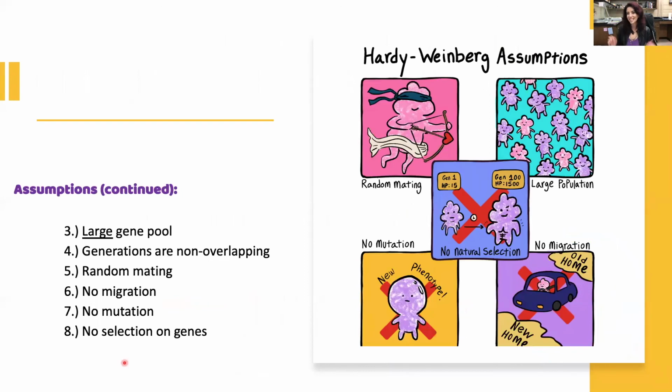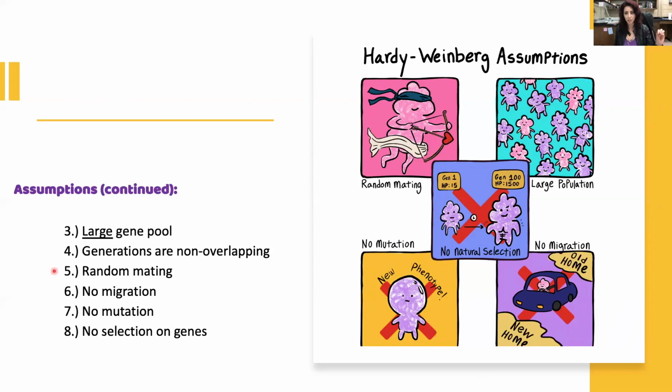We have more assumptions. Here we go. Number three, that we have a large gene pool. Remember what I said about population sizes? We needed to have a big population size in order to accommodate the Hardy Weinberg model. Four, generations are non-overlapping, meaning we don't have the F1 generation mating with someone from the F2 generation or the F1 generation mating with their parent. That is not happening.